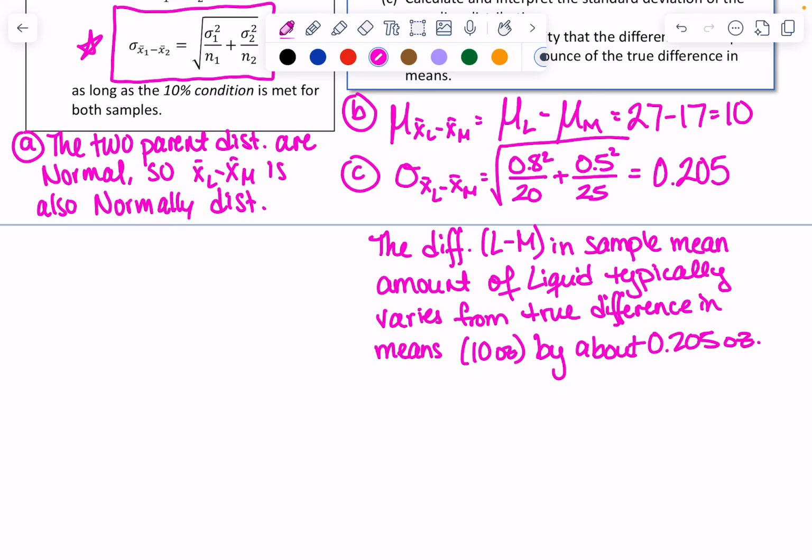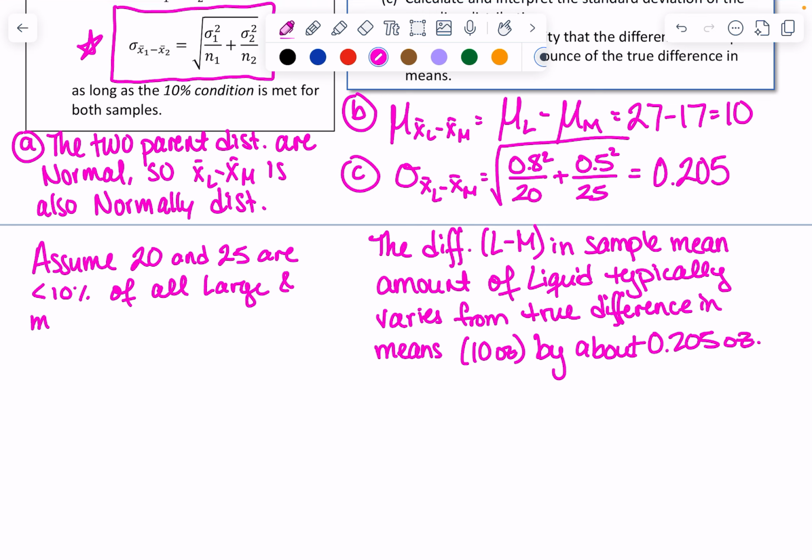Now, technically, for standard deviations, we should be doing the 10% condition, right? To make sure that we're sampling without replacement. So if you want to say something like, assume 20 and 25 are less than 10% of all large and medium cups, respectively.